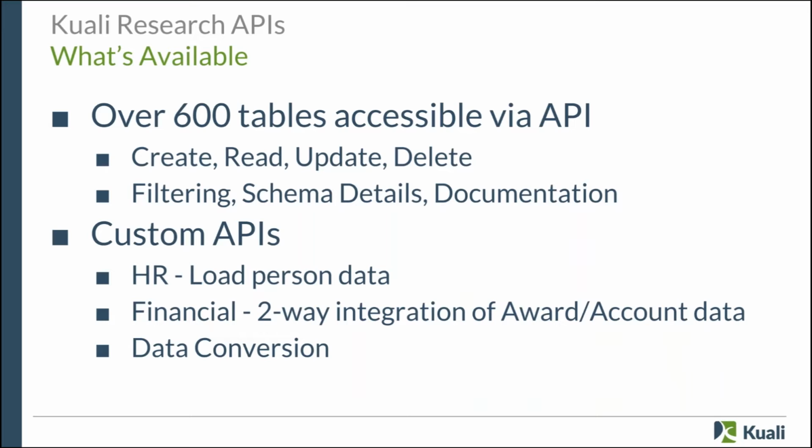In addition to the 600 or so table-driven APIs, we also are beginning to develop a series of custom APIs. If you're a current Kuali Research hosted customer in the cloud, you're probably already using our HR API to load your person data into the system. That's mature, robust, and allows us to not have to directly integrate with an institutional identity management system. We also have an existing and growing set of financial APIs, which allow two-way integration of award and account data into and out of your financial system or your ERP that you're running either on-premise or from another cloud provider.